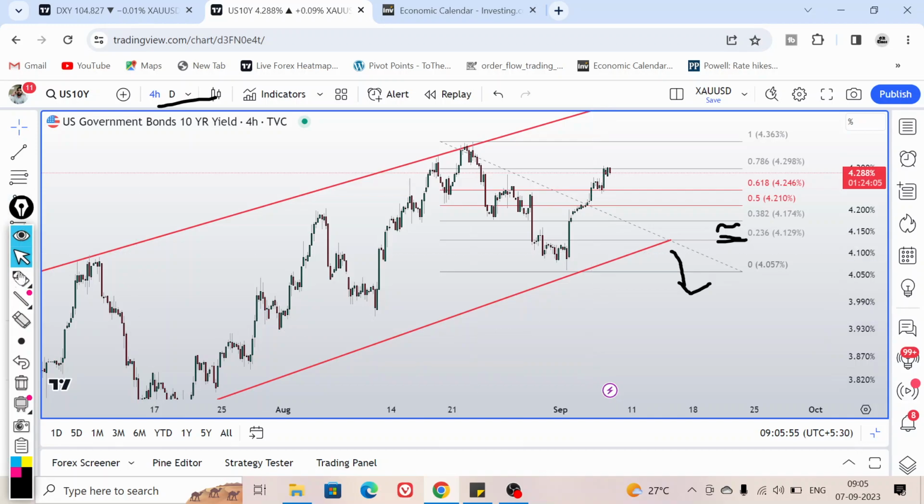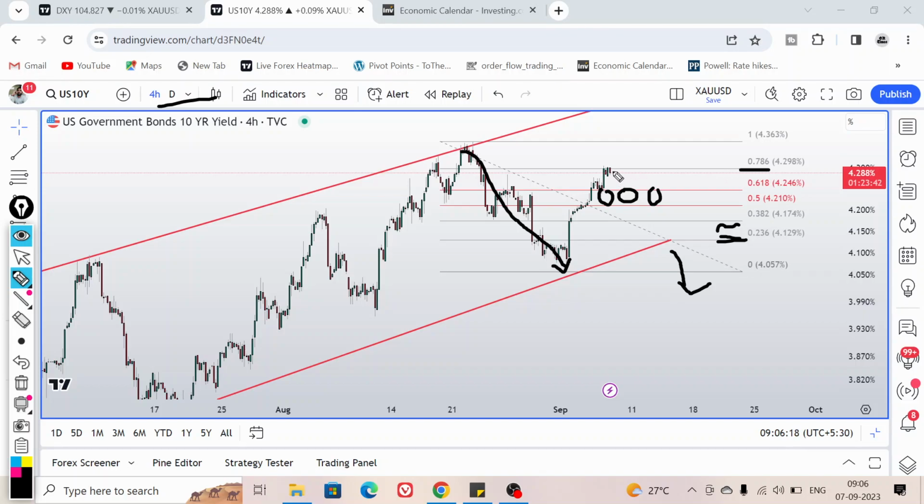We already shared this chart also. So this is also trading above the golden zone, as you can see from this down move. So this is also currently bullish, and it is also putting pressure on the gold bulls. But for US 10Y, we have to watch this level. As you can see, it is facing resistance at this level.